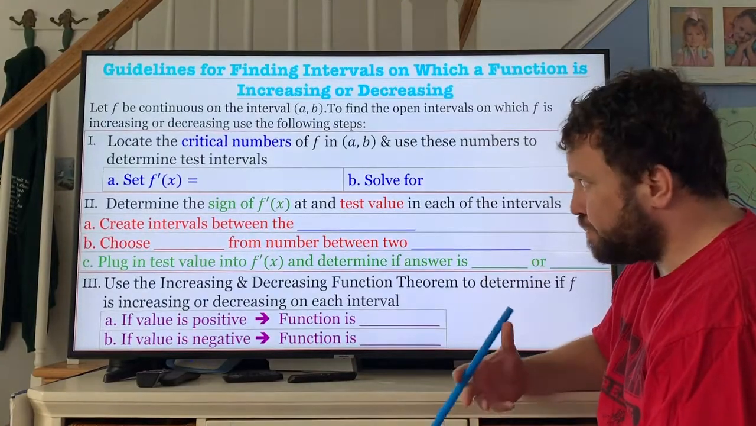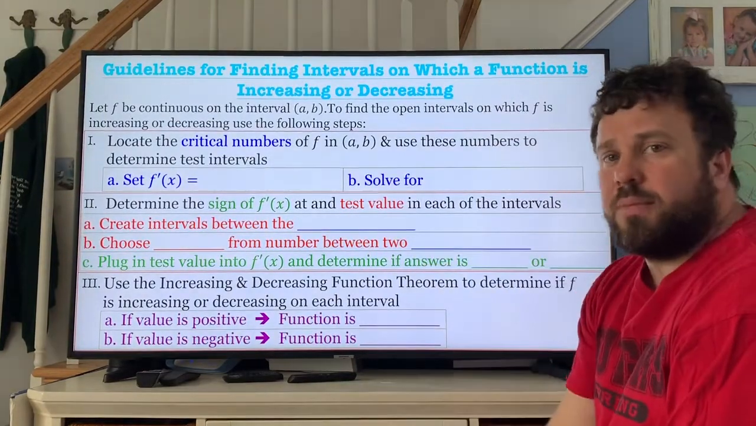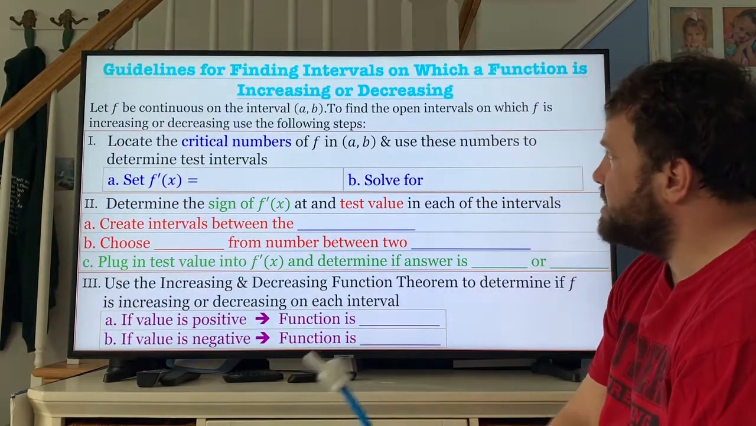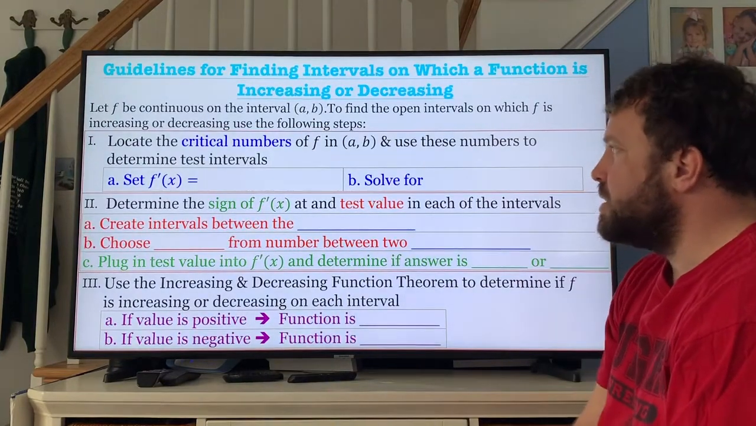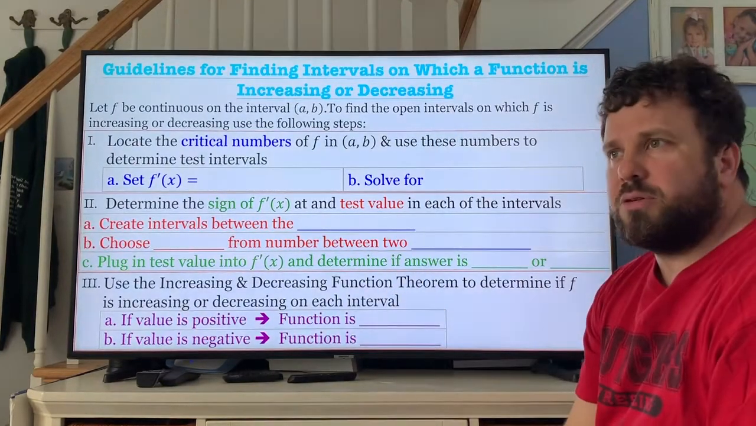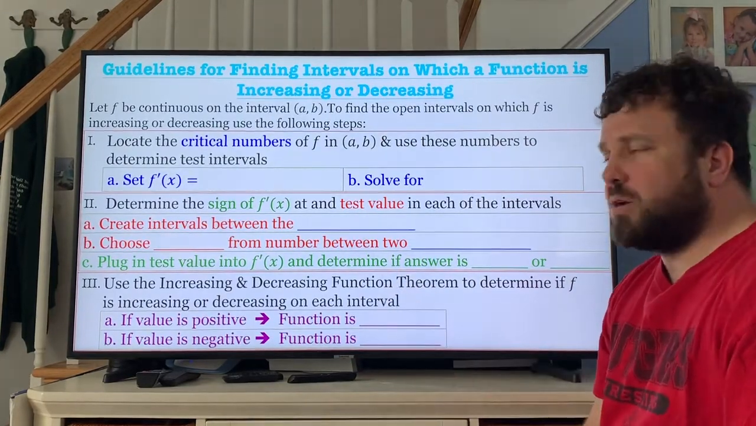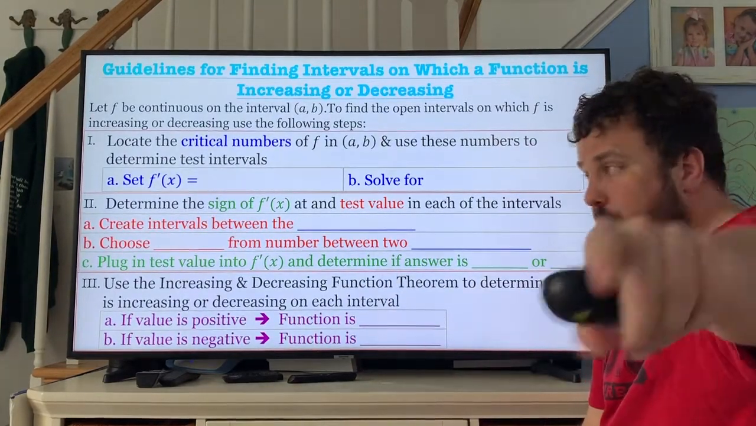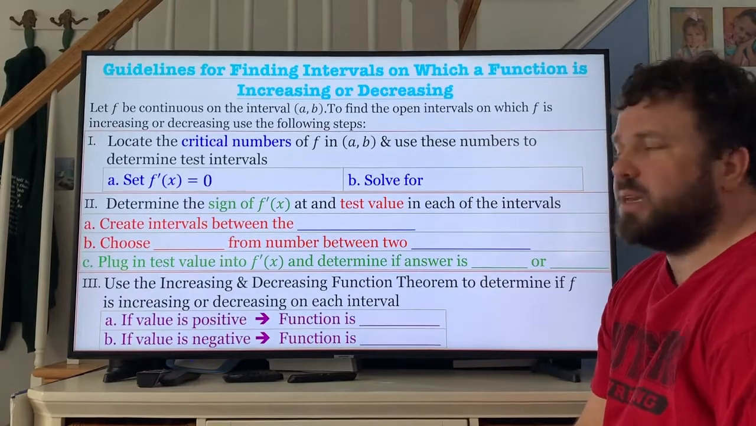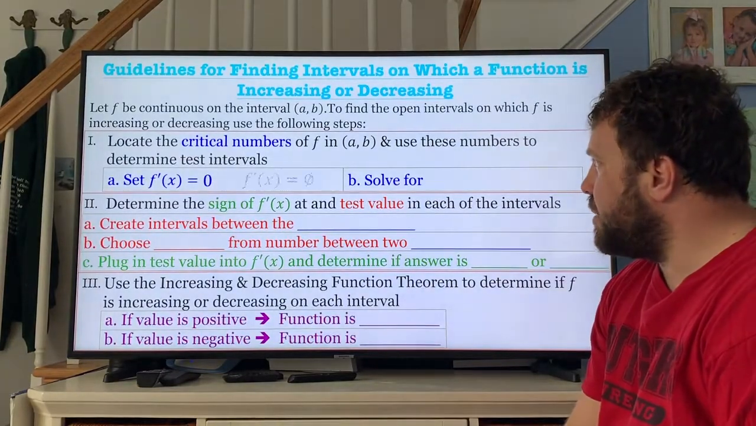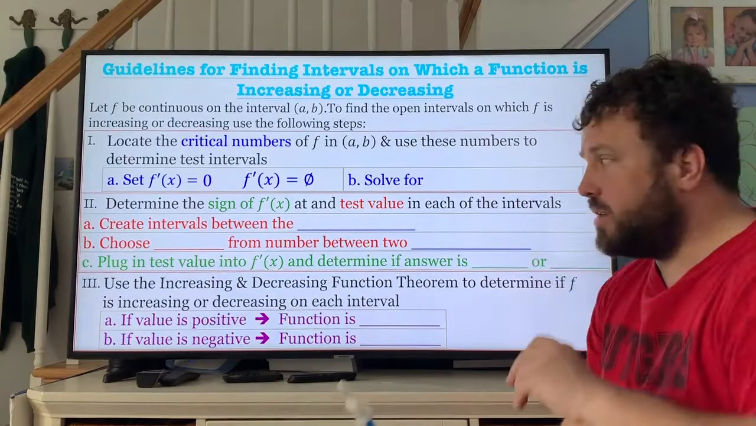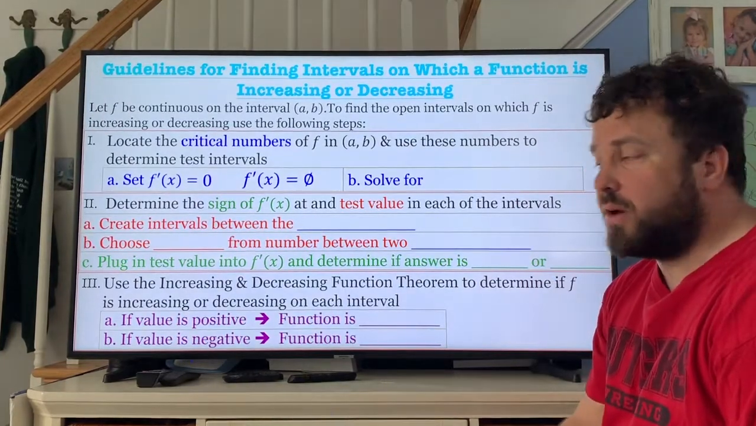Step 1, locate the critical numbers in (a, b), and use these numbers to determine the test intervals. So in order to find these critical numbers, what do we do? We set f prime of x equal to, that's right, we set it equal to 0, and then we also set it equal to undefined, just like we found our extrema.